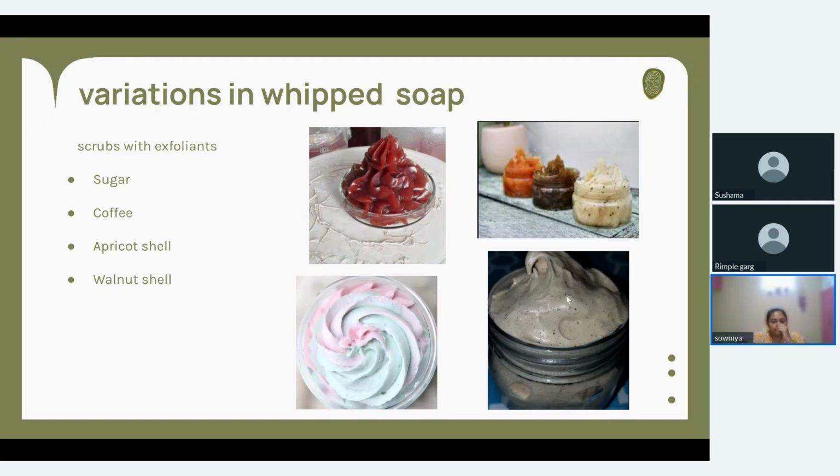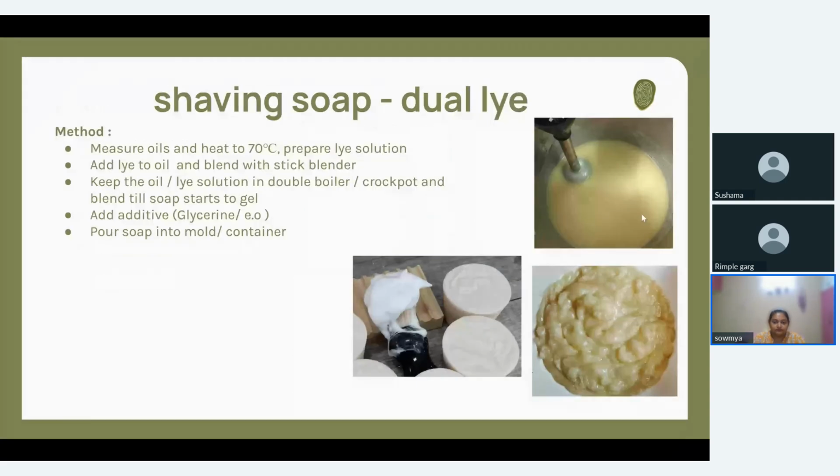These are some pictures of the whipped soap. If you just whip the soap, it will be like this. If you add certain exfoliating agents like sugar, coffee, apricot shell or walnut shell, then you will get different variations.